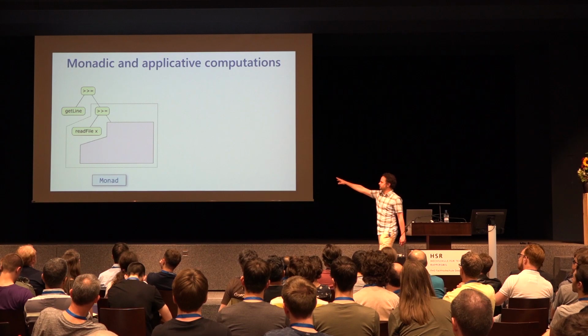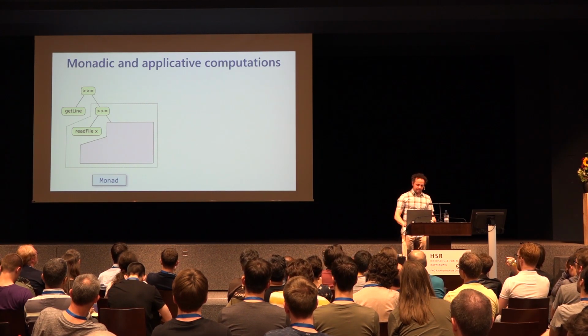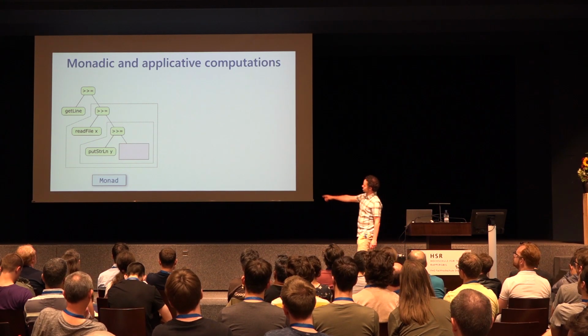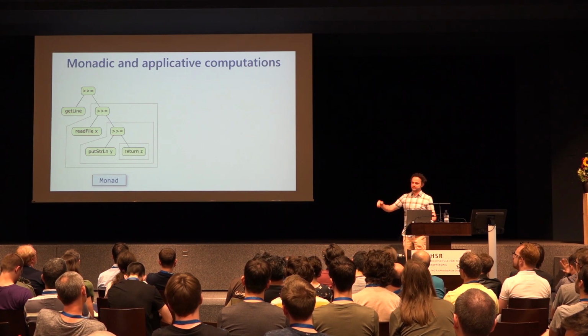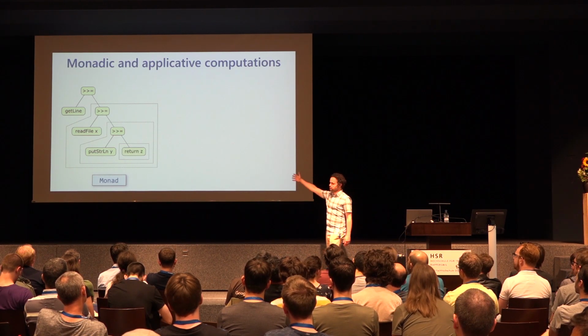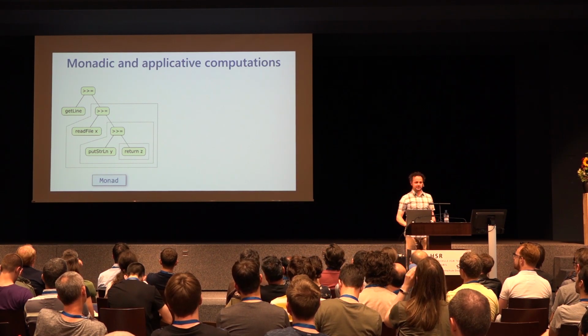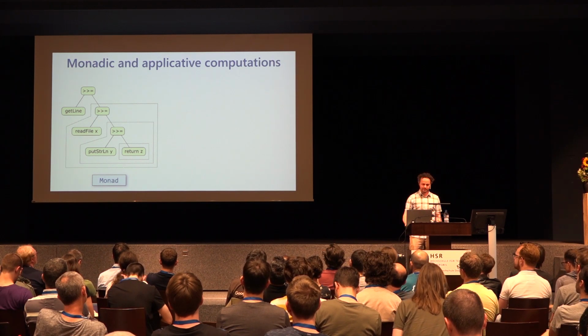You get the example of the read file, where x actually depends on the value you read from the input. Maybe after you read the contents of the file, you find out that now you want to print something in the string, and so on until the tree is exhausted and you finish up with some primitive action or your return statement. This is how monadic computations look. So layers after layers after layers.